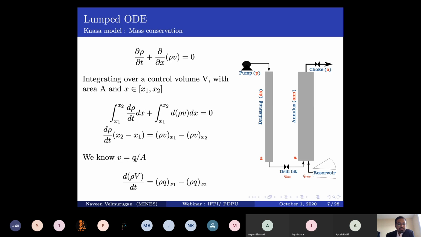Now we know velocity can be given by q by a, where q is the volumetric flow rate, right? So substitute v in this previous equation, then you have constant a that comes out, multiplying a with this delta x. So area times length is volume, right? So you can get this particular mass balance equation where it's density times volume equals the fluid flow that goes in minus what comes out. This is the first step in understanding the mathematical modeling.